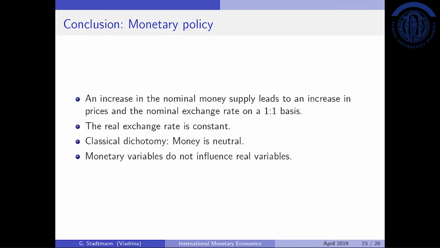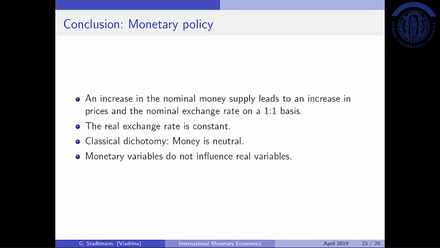Let's conclude with respect to the monetary policy. An increase in the nominal money supply leads to an increase in prices and the nominal exchange rate on a 1-to-1 basis. The real exchange rate is constant. This confirms the so-called classical dichotomy. Money is neutral, so money has no real effects. An expansionary monetary policy only influences nominal variables, but not the real variables. The real variables are not affected by the monetary policy.